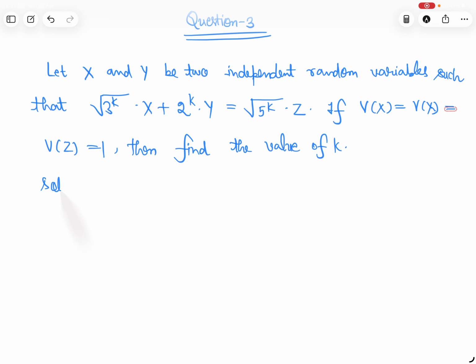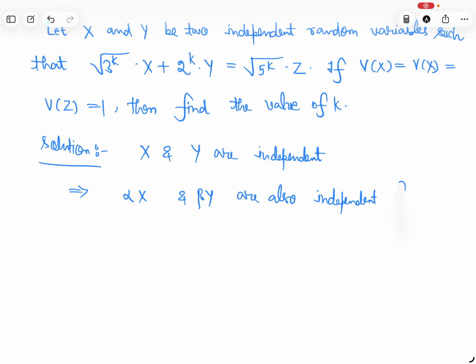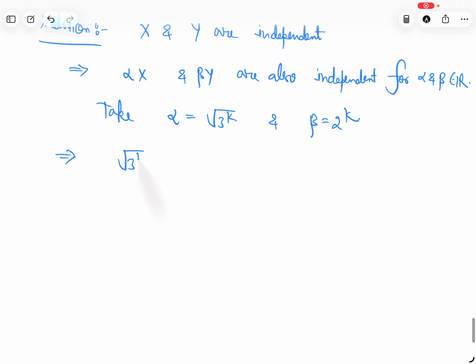Let's see its solution. X and y are independent, so this implies alpha x and beta y are also independent, for alpha and beta belonging to R. Take alpha equal to √3^k and beta 2^k. So this implies √3^k x and 2^k y are independent.